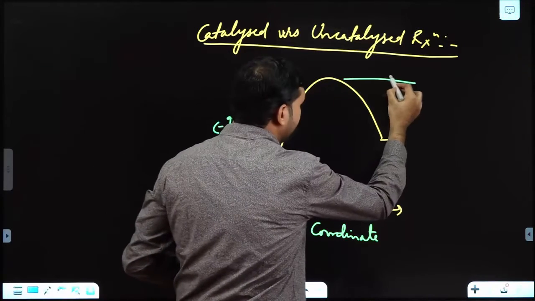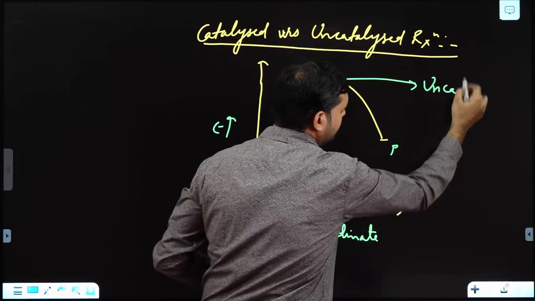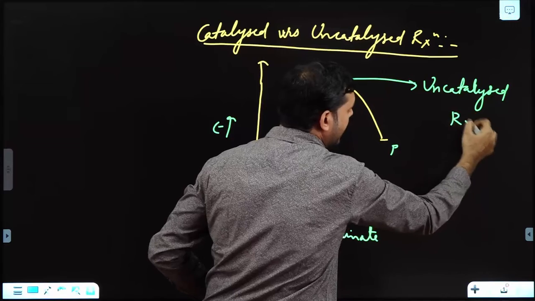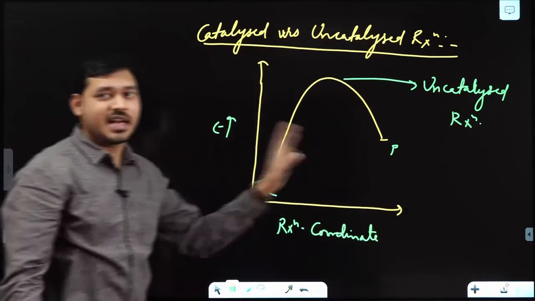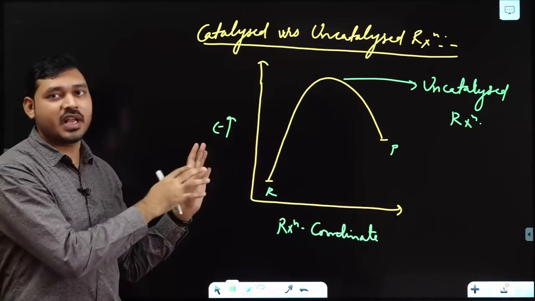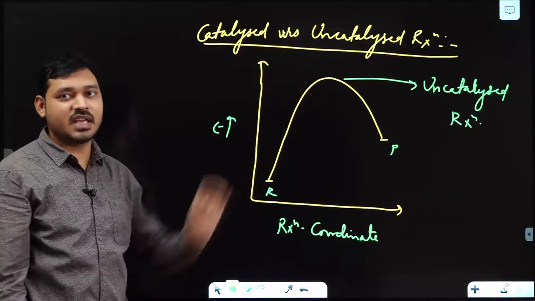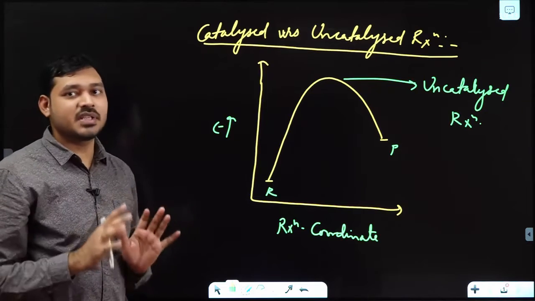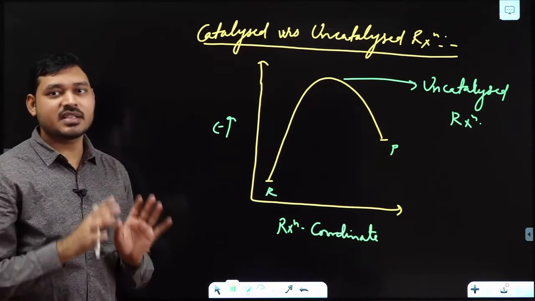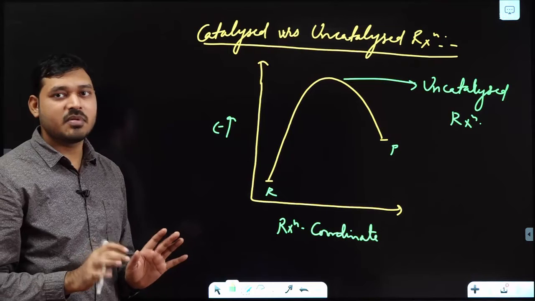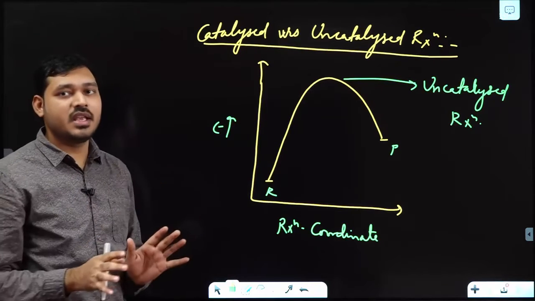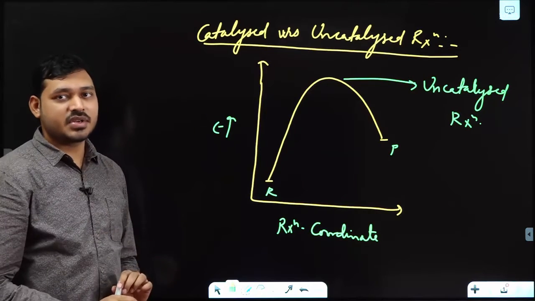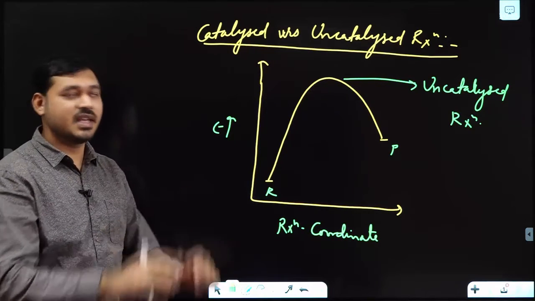This is simply your uncatalyzed reaction. Uncatalyzed reaction means you have not taken the catalyst in this conversion. Now if you take a catalyst, what happens? What is the role of catalyst? Catalyst can never initiate the reaction. Remember, catalyst can only decrease the overall activation energy of the reaction, and hence the reaction rate is increased.